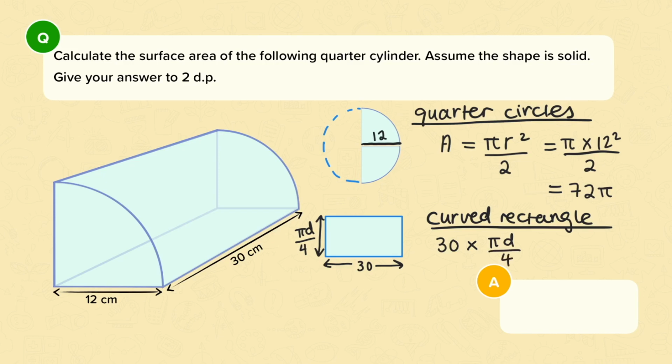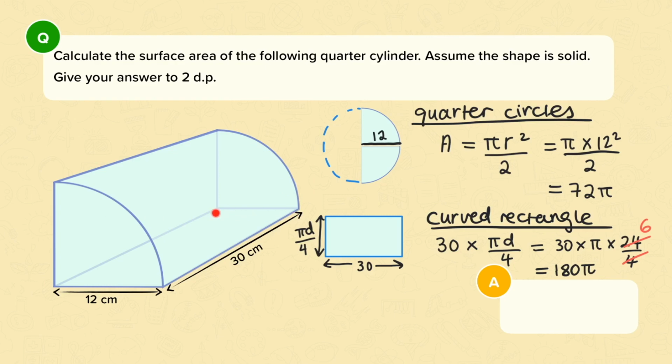The diameter of the circle will be twice the radius, so that will be 12 times 2, which is 24 centimeters. So I've got 30 times pi times 24 divided by 4, and that gives me an answer of 180 pi. Okay, because 24 divided by 4 is 6, and then 6 times 30 is 180. Now, this is quite a complex example, so that's why it's really important to split it into small steps. So first working out the quarter circles, then we've got this curved rectangle. Now the difficult calculations are done.